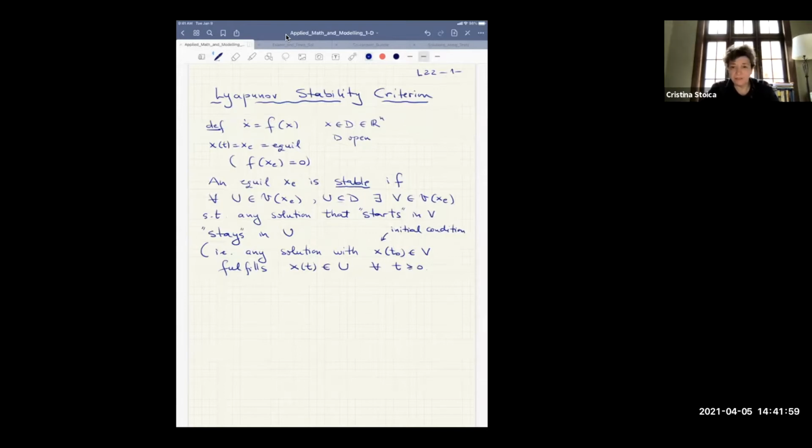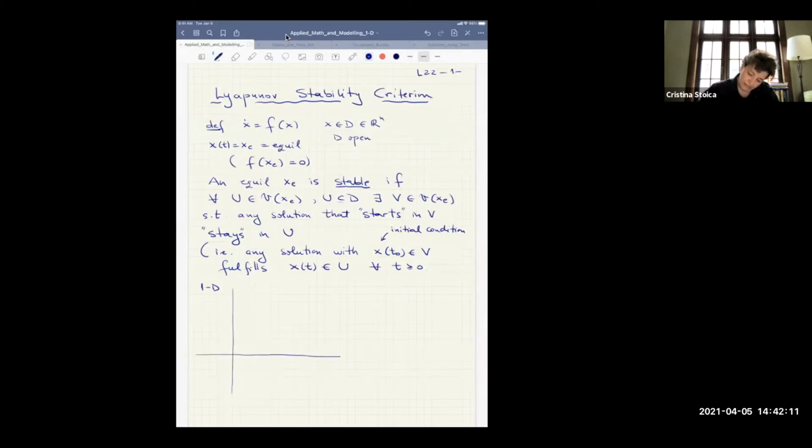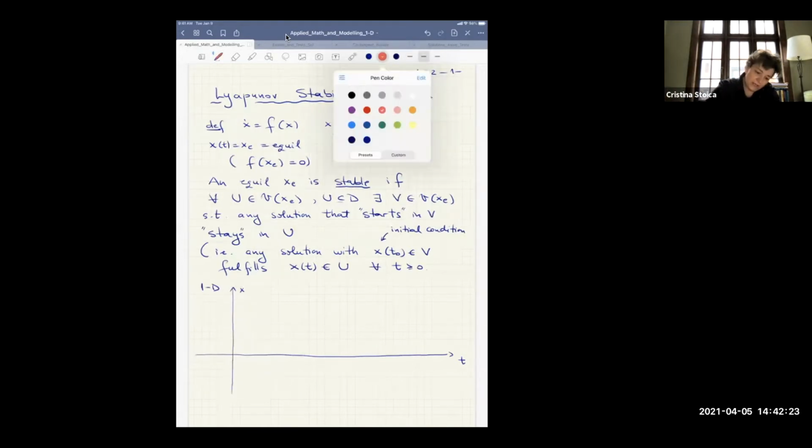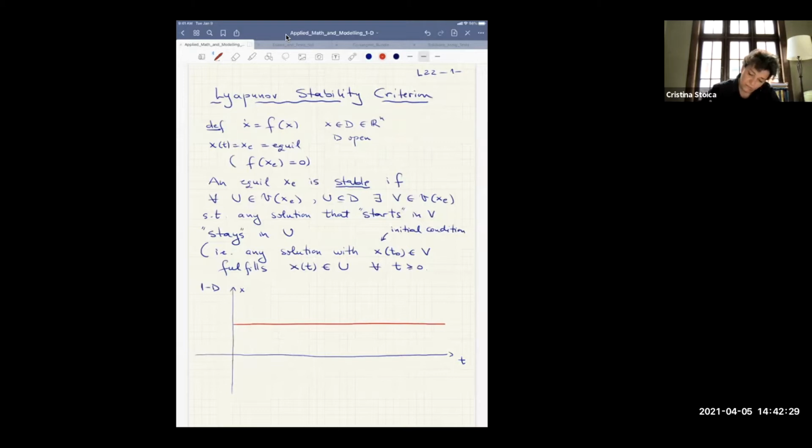So I prepared some pictures for you. In 1D, the picture would be like this. Here is the axis of time, and this is X as it evolves in time. Xe is the equilibrium. The equilibrium is basically a line, it doesn't move. So X of t equals Xe, it stays the same for all times. There is no dynamics, no motion there. So that's Xc.